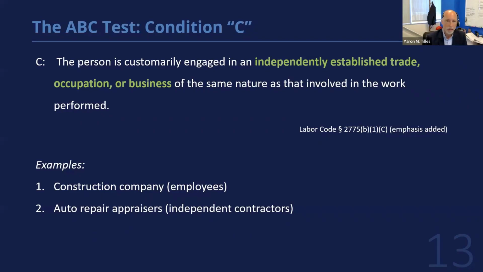In another example, a group of auto repair appraisers had home offices and business cards, their own licenses to operate, provided their own equipment, and were soliciting business from other companies. The company that hired them was not necessarily their employer solely because the appraisers had not worked for any other business. And in that instance, they were not deemed employees, but instead the independent contractor classification held up.